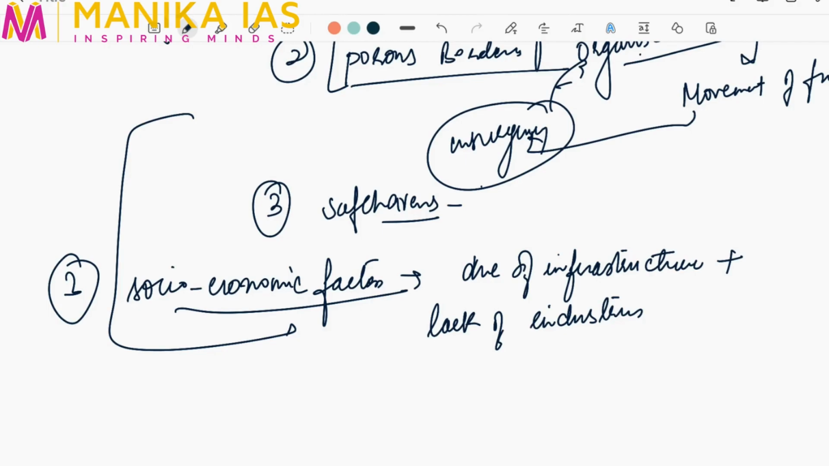And because they do not have job opportunities there, they have to come to mainland India to get good job opportunities, and whenever they reach here, they face racial discrimination.